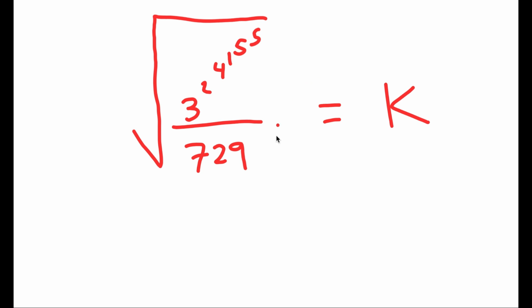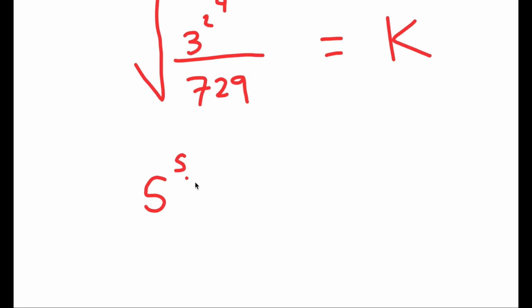Now, from here, because k is equal to this, we're going to first start from the top. So I have 5 to the power of 5. I'm going to write this over here. I have 5 to the power of 5.